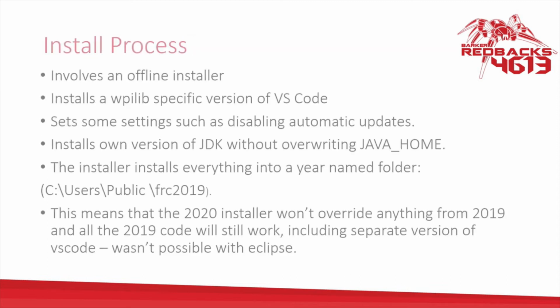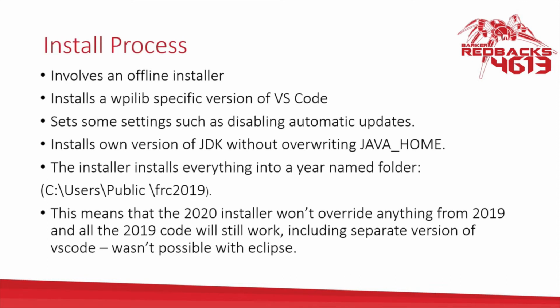Yeah. So, the install process. It's a bit different to previous years. It involves an offline install, which installs a WPILib specific version of VS Code. It sets some settings such as disabling automatic updates, and it installs its own version of the Java JDK without overriding JAVA_HOME. It's important to note this is quite different to previous years, and we favour this change. The install installs everything into a year-named folder, for example C:\Users\Public\frc2019. This means the 2020 install won't override anything from 2019. All 2019 code will still work, including separate versions of VS Code.